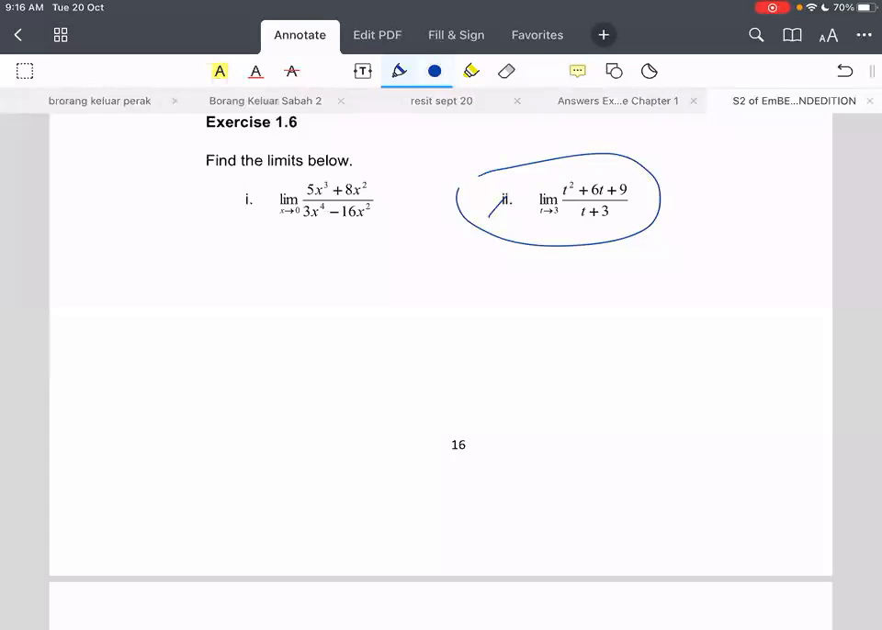I think there's a mistake with this question. Jawapannya, let me check. Sekejap. Okay, rasa betul. So apa jawapan dia? What is your answer?